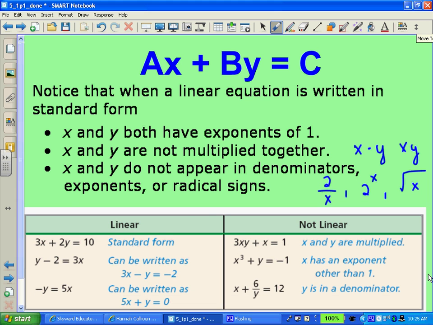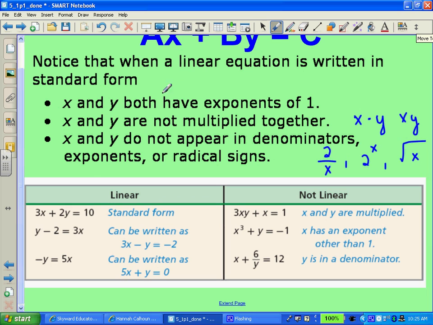Now this table below gives a few examples. Let's start with the linear side. This first one is pretty straightforward because it's already in standard form, so I know that it can be written in standard form. If I look at the second one, I could write it in standard form as you see here in the blue. But without even having to change it to standard form, I can see the answer. Do x and y have exponents of 1? Yes. Are x and y multiplied together? No. Are x and y in denominators, exponents, or radical signs? No. So therefore it is linear.